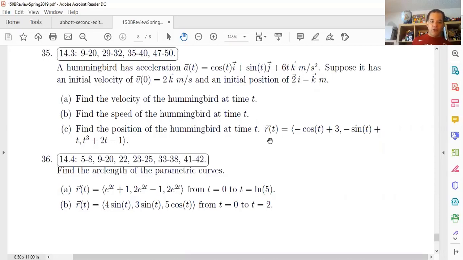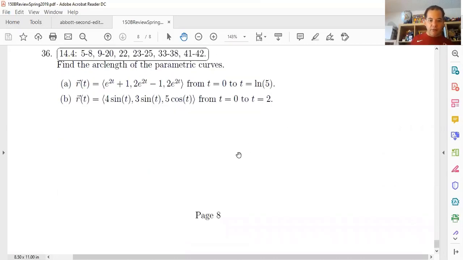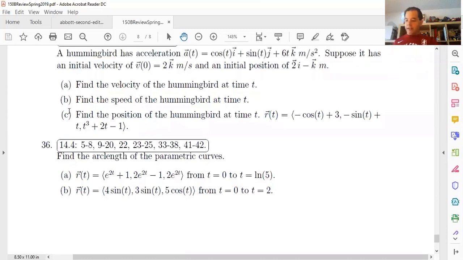Okay, good. What else? We have one more problem, and this is about arc length. Find the arc length of these parametric curves. And again, the integral may be difficult, but setting it up should be straightforward, right? So for arc length, we know that, so let me pick one of these. I think they all look easy because I think things will cancel.